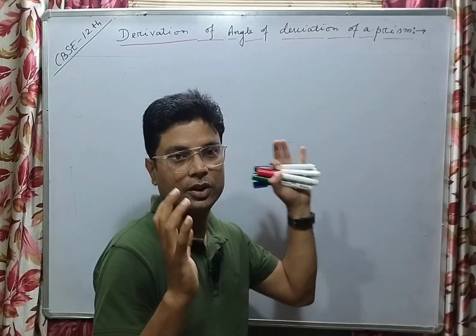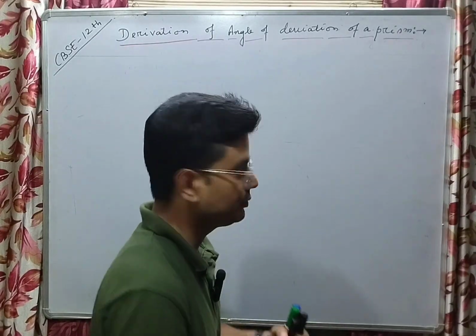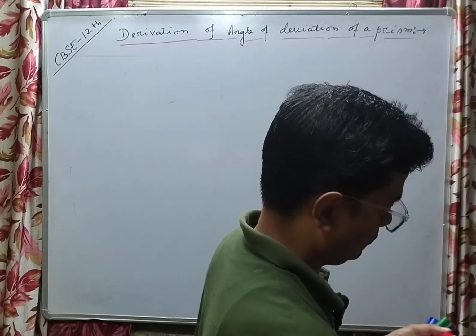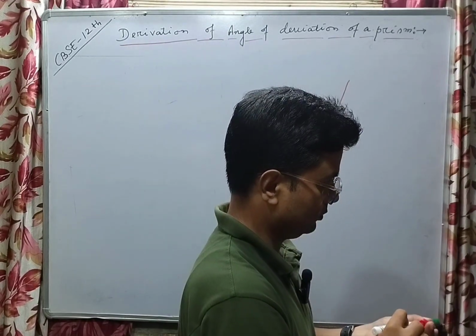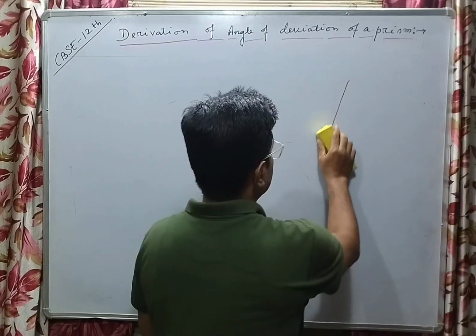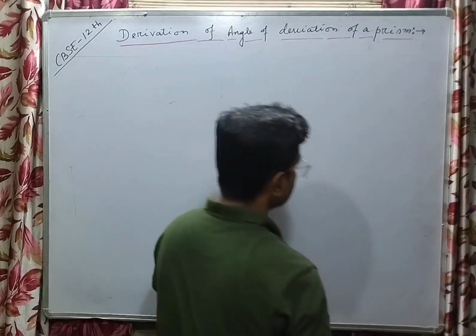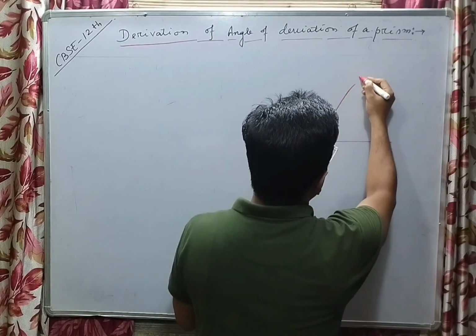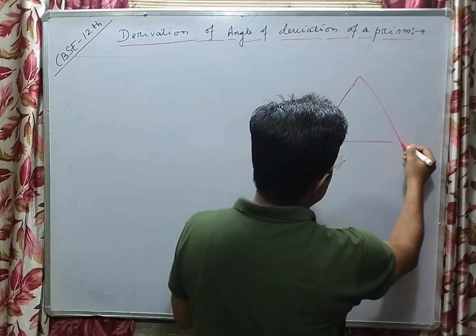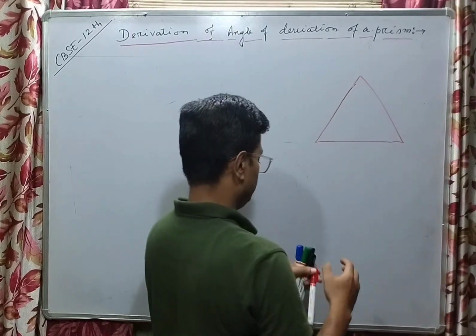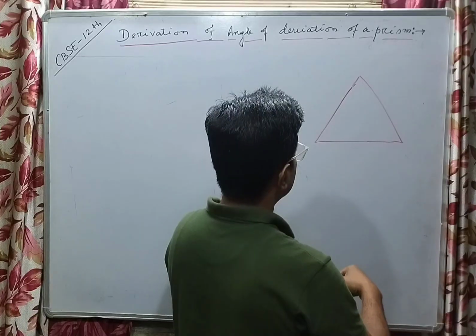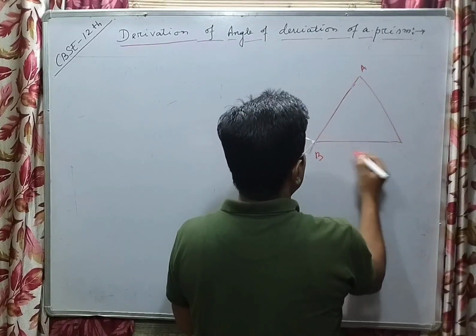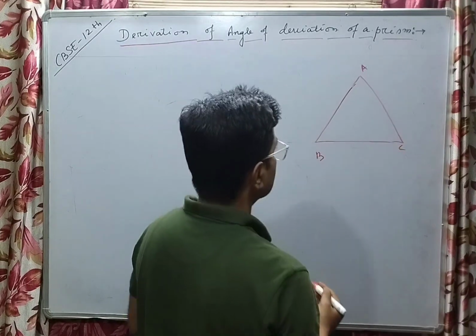So without any delay, I am going to start this very interesting and important topic, that is the expression for the angular deviation. For that, I am going to draw a prism here. Students, here is a prism of vertices A, B, C, right?